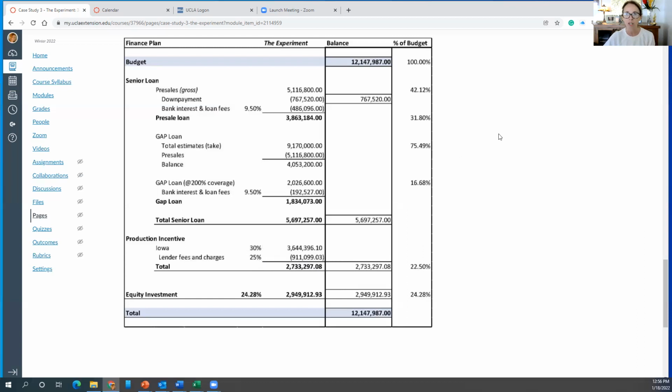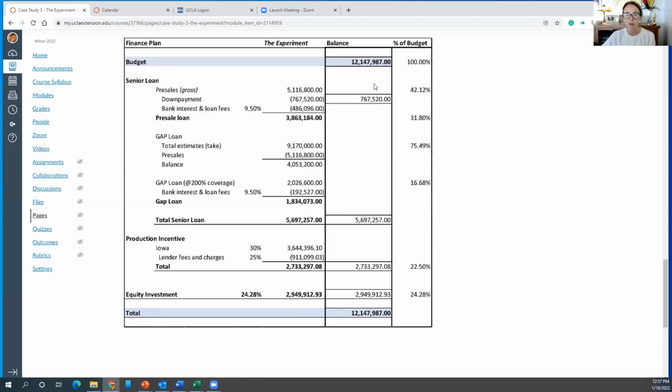So now I have three finance elements in my finance plan. The down payment that was given to me by the distributors at the time I secured the pre-sales, the bank loan against the pre-sale contracts and the rights I can still sell, meaning the unsold rights, and my production incentive. So altogether I have these three finance sources, and now I need to figure out what my equity is going to be in order to cover my budget of $12,147,987. And the balance to hit that budget number is $2,949,912.93, which is 24.28% of the budget.